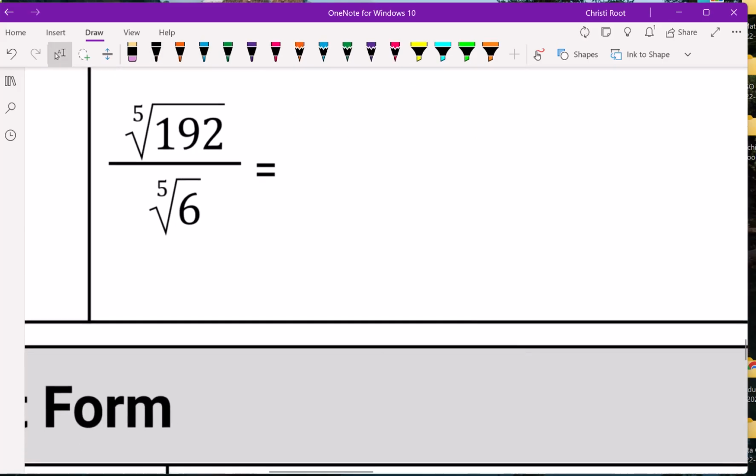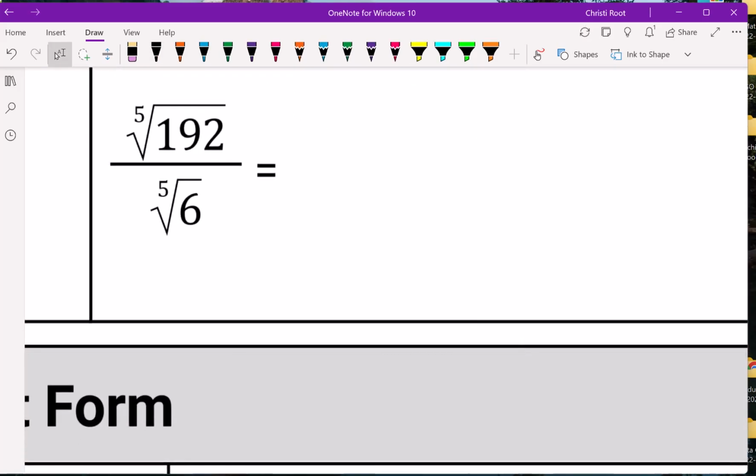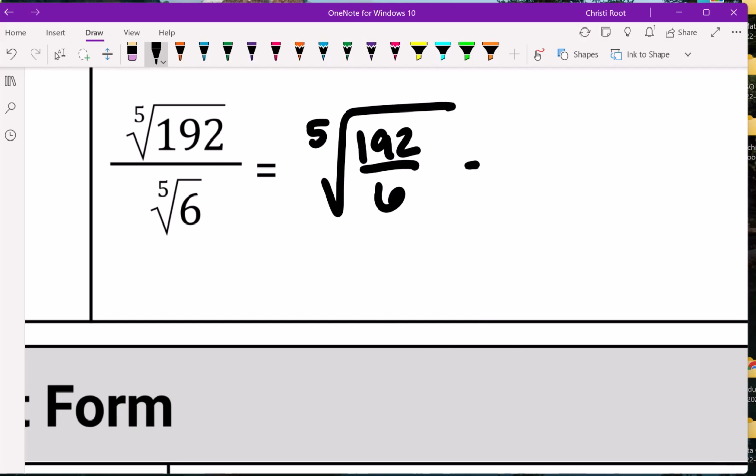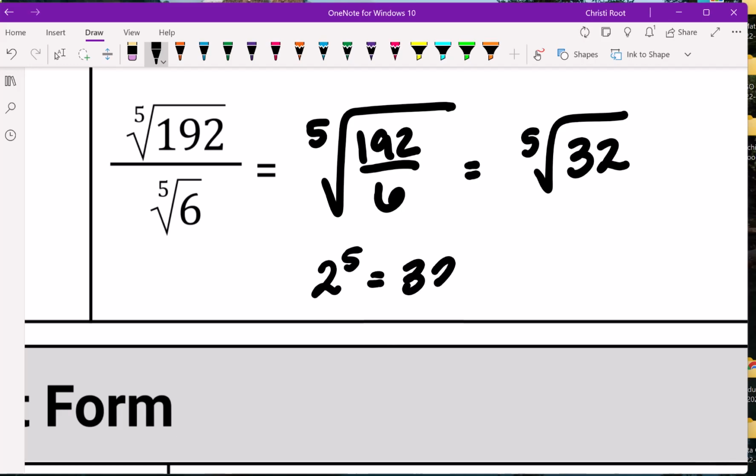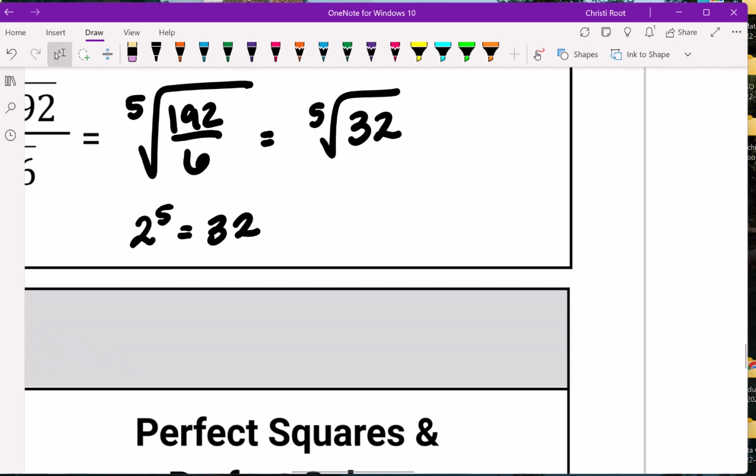Okay, so same thing here. Now, I don't have a list of fifth roots. So you're going to have to be clever. I can't take the fifth root of 6. I definitely know that. So what I'm going to do is I'm going to combine them. I'm going to divide 192 by 6, see what I get. And I get 32. Well, I just happen to know that 2 to the power of 5 is 32. So can I take the fifth root of 32? Yep, I get 2.